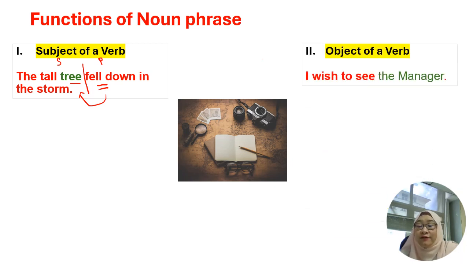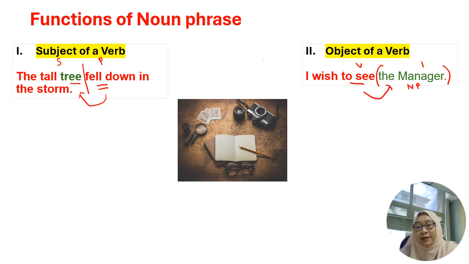Function number 2 is object of a verb. For example here, I wish to see the manager. The manager is the noun phrase, the one in green, and I wish to see here is the verb. Who do you wish to see? I wish to see the manager. So this is the noun phrase, and this becomes the object of the verb.